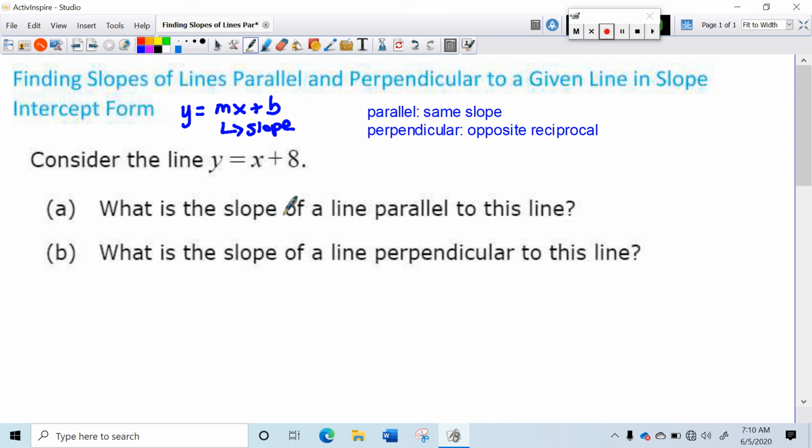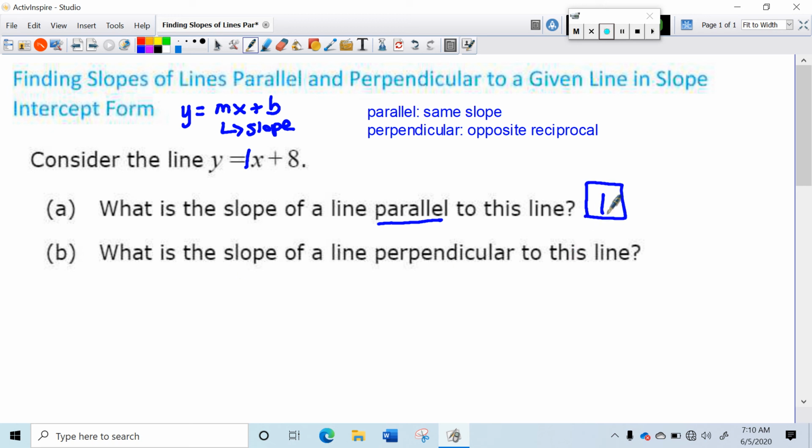First of all, if there's nothing in front of a variable, it's assumed to be a 1. So there's a 1 in front of that x. So we've got y equals 1x plus 8. What is the slope? The slope's in front of x. If it's parallel, it's the same number. So the slope in front of x is 1. So the slope of the line parallel to this line is 1.